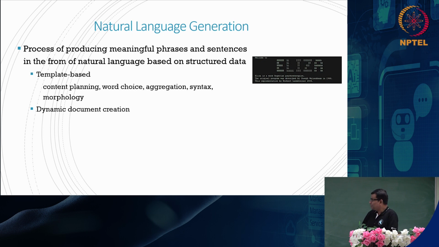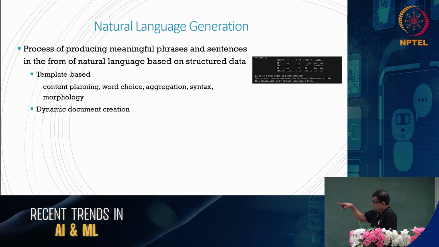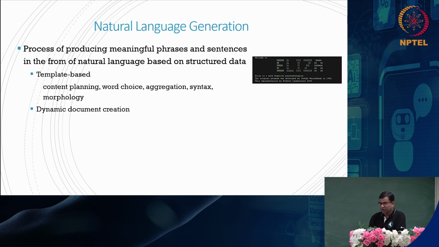Now, when we started natural language generation, in history, it's a process of producing meaningful phrases and sentences. I don't know how many of you have seen ELIZA, which was 1964, a kind of pattern-based system which used to do dialogue-based conversation. It was at MIT. And at that time it was mostly template-based. You can imagine you have to write rules, and that requires content planning, what kind of content you are going to put and where they should be placed.